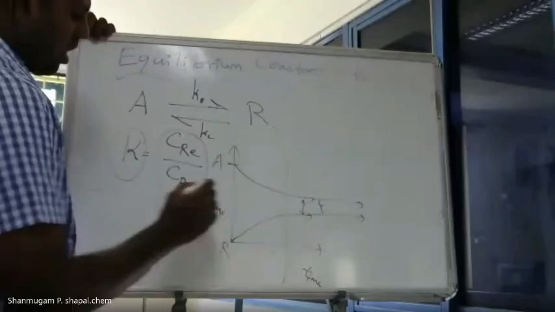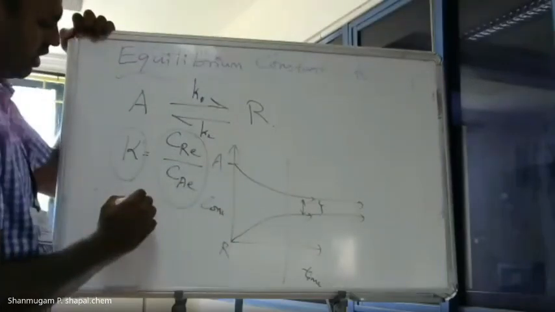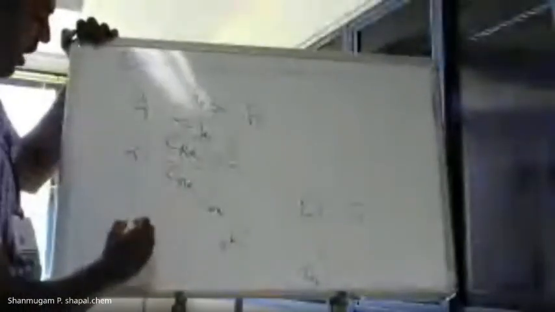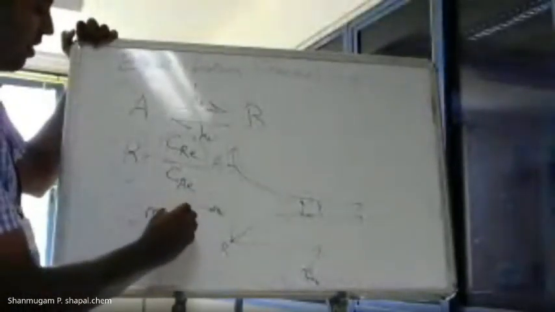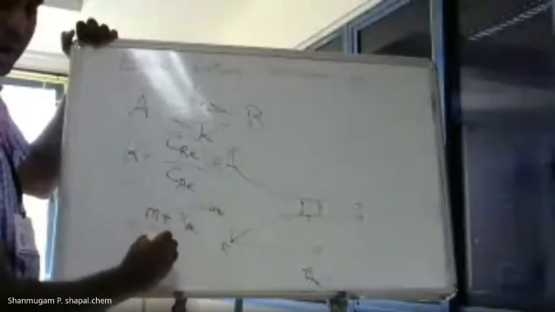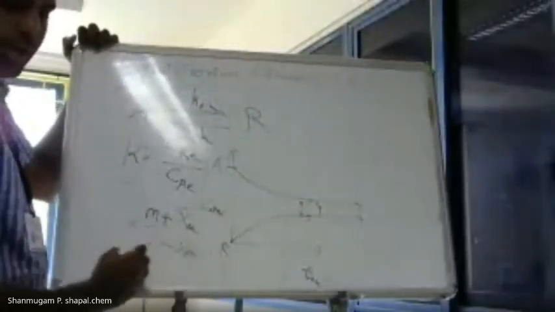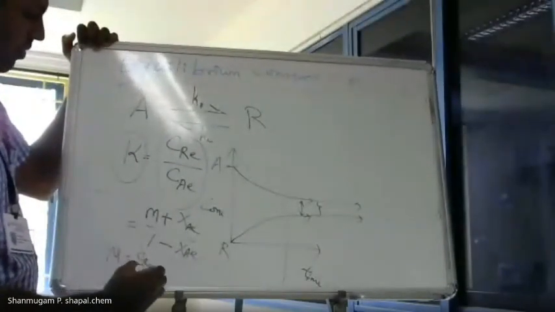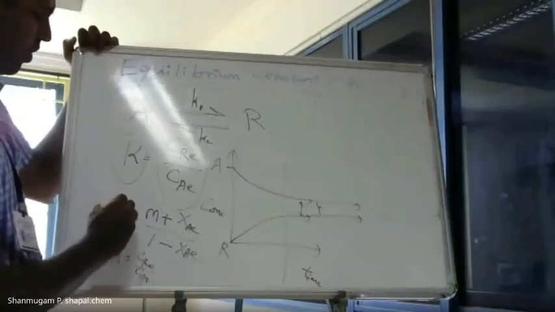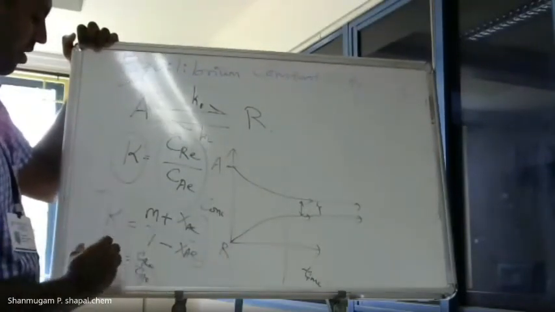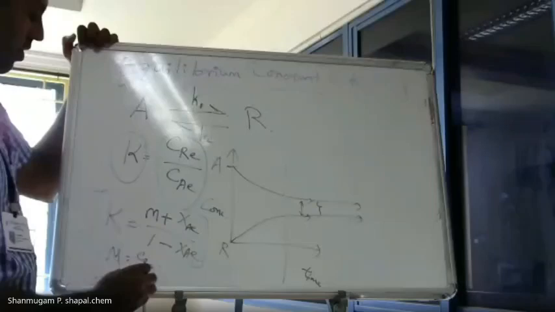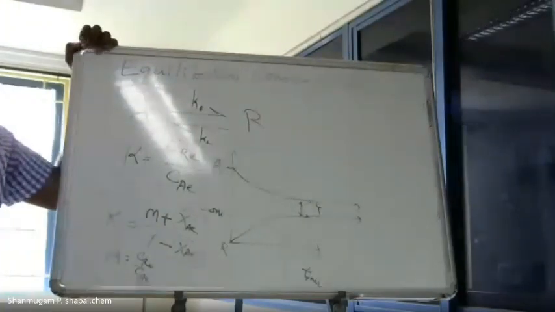To find out the equilibrium XAE, this can be written. If you want to expand this, it will expand to M plus XAE divided by 1 minus XAE, where M is CR naught by CA naught. So the K value can be expanded like this. But for the K value to be achieved, we need to go back to the Gibbs free energy concept.